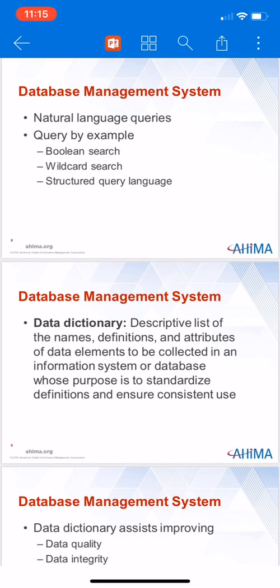Alright, so moving back to Data Dictionary over on page 30. The data dictionary is a descriptive list of the names, definitions, and attributes of data elements to be collected in an information system or database, whose purpose is to standardize definitions and ensure consistent use. It also helps to control the quality of data. The data dictionary improves data consistency because it ensures that fields have the same meaning and format throughout the organization. It helps create consistent data field names, data field definitions, field length, and element values.